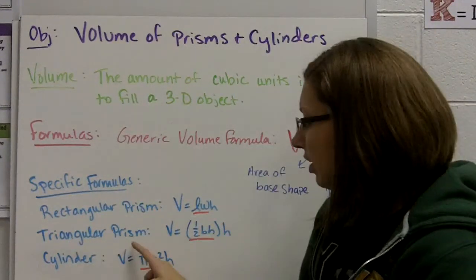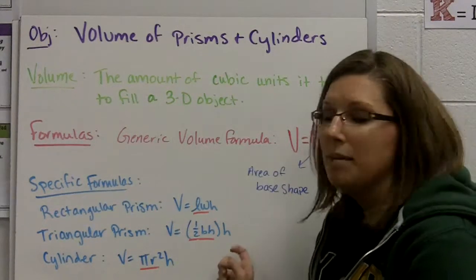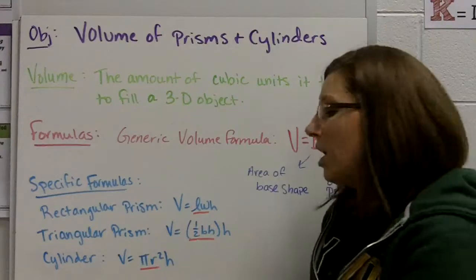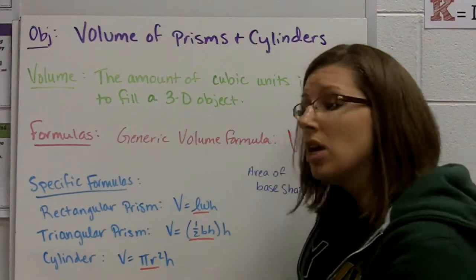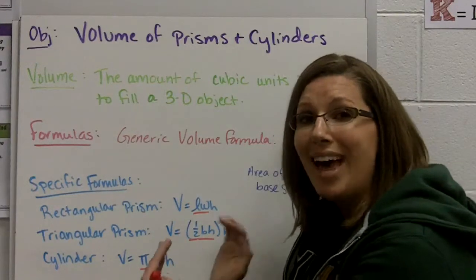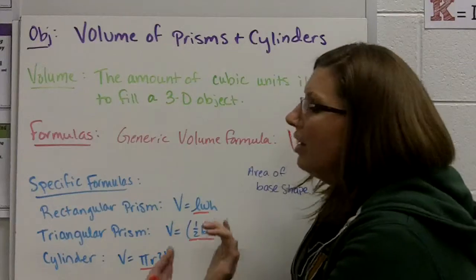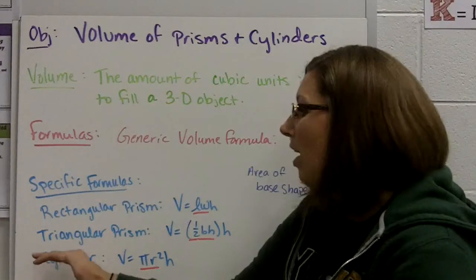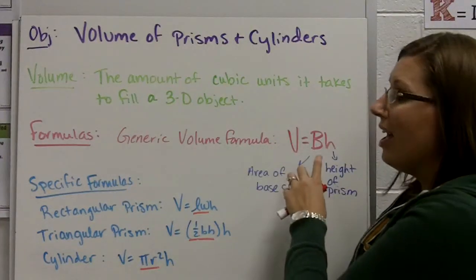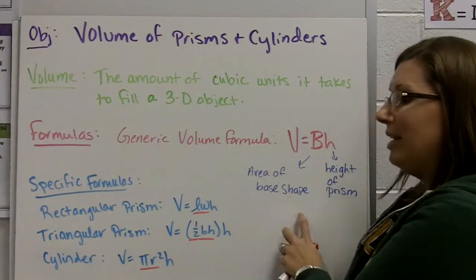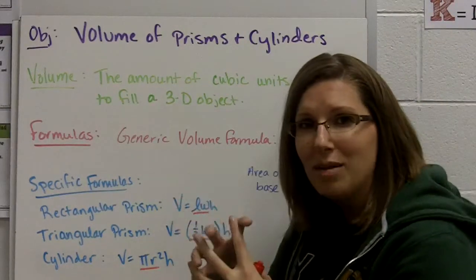For triangular prisms, we would multiply half times base times height times the height of the prism. I underlined this half times base times height and put it in parentheses to show you that that is how you find the area of the triangle. The triangle is the base shape of the triangular prism. To find volume, we just multiply the area of the base shape times how tall it is. I hope that all comes together for you.